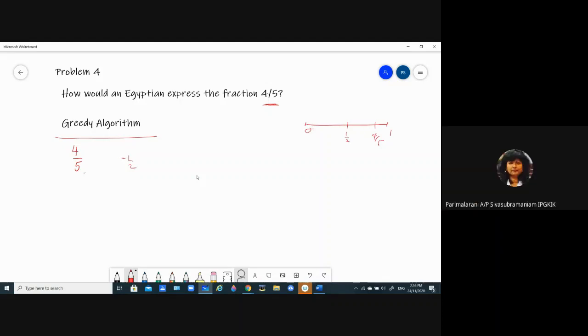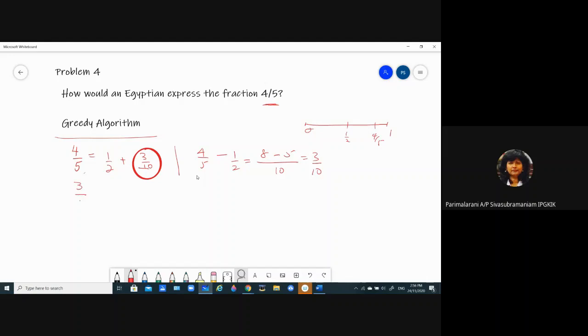Okay, so we are going to write this as 4 over 5 is equal to 1 over 2 plus another fraction. So what is this fraction? How do we find it? 4 over 5 minus 1 over 2 is equal to, LCM here is 10, 10 divided by 5 is 2, 8, minus 5, is 3 over 10. So this is 3 over 10. But 3 over 10 is still not a unit fraction, so we must change this.